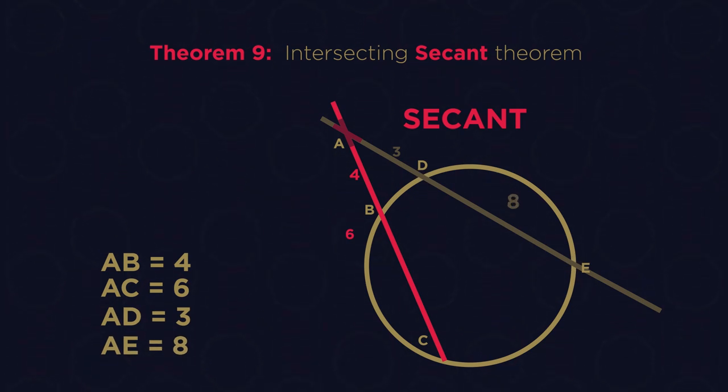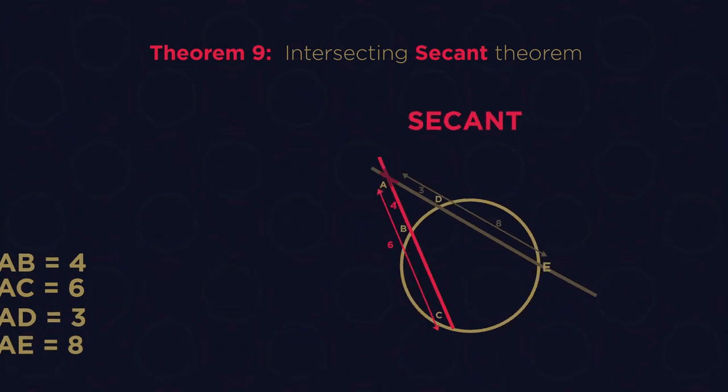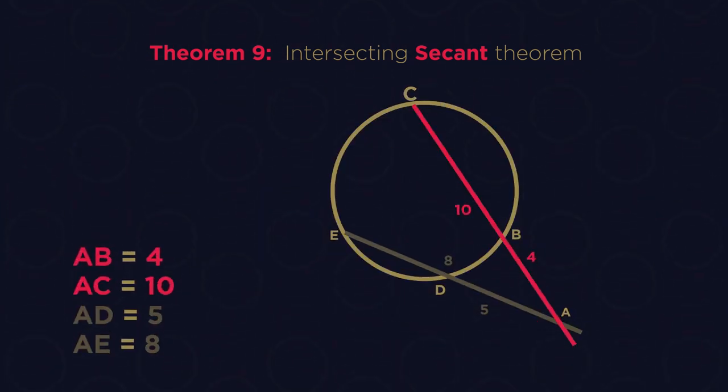Notice that the 8 and the 6 are the whole length of the secants. So from A to C and from A to E. A to C is 10 and A to E is 8. So we looked at the intersecting chord theorem before, and now we're looking at the intersecting secant theorem.